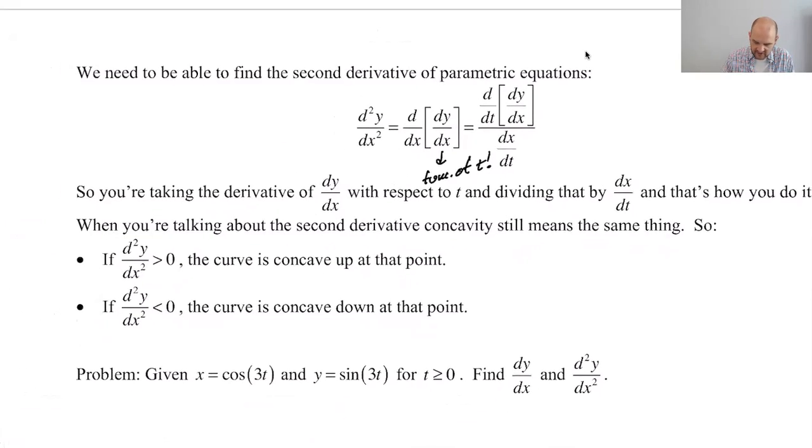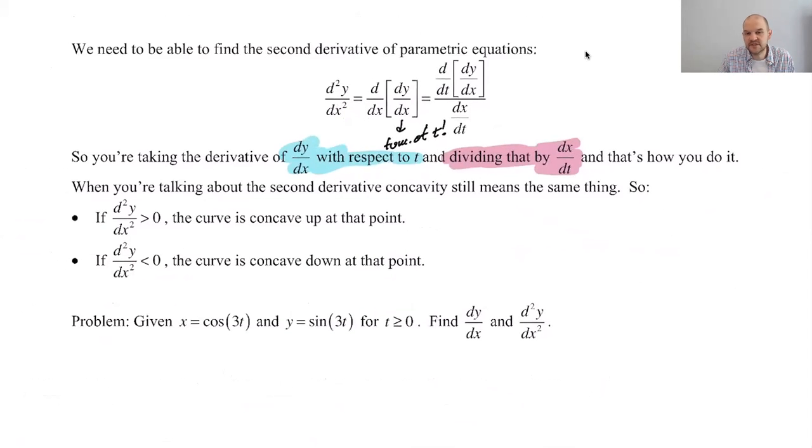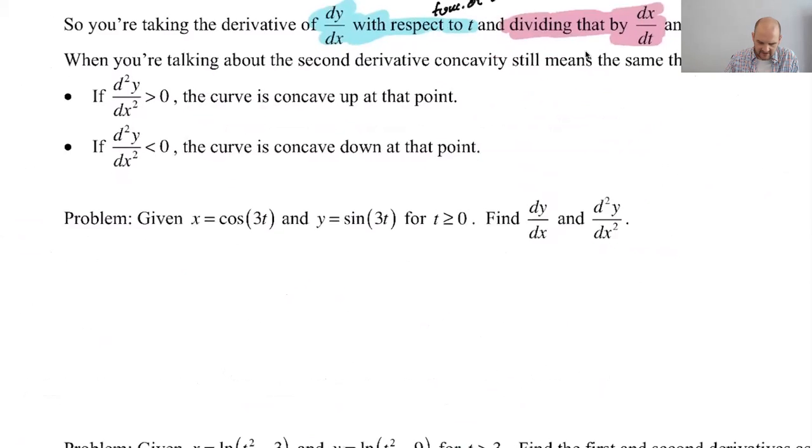So we're going to take the derivative of dy/dx with respect to t. That's what we're doing. And then we're going to divide, I feel like this should be in a brighter color, divide by dx/dt. It's not hard to do. It's a little tricky to remember, I guess, but it's just the chain rule. So you can always just think back, like, how would the chain rule make this happen? And then do it. So concave up, concave down, still the same idea.